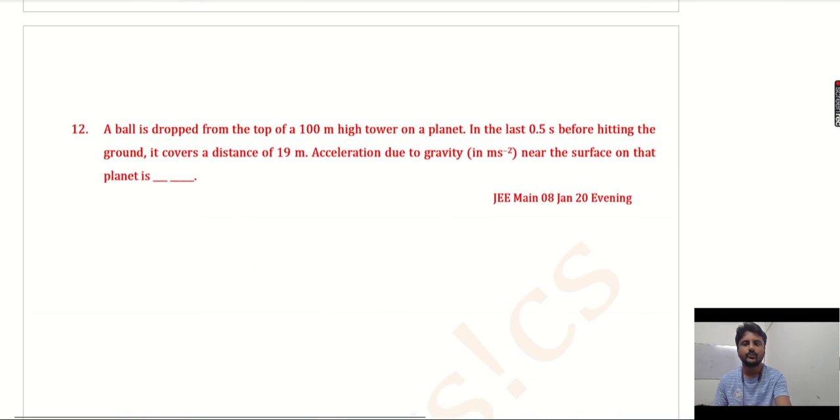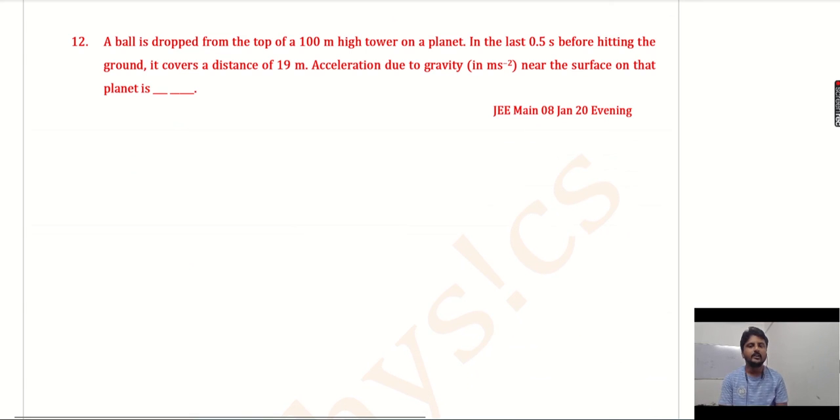Moving toward the next question. A ball is dropped from the top of a 100-meter high tower on a planet. In the last 0.5 seconds before hitting the ground, it covers a distance of 19 meters. We are dealing with a planet, not the Earth surface. On that planet, let's say acceleration due to gravity is a, small a, not equal to g.